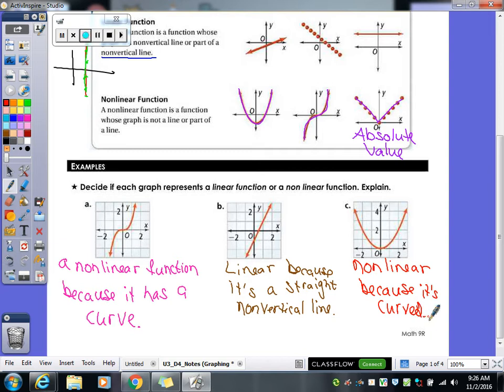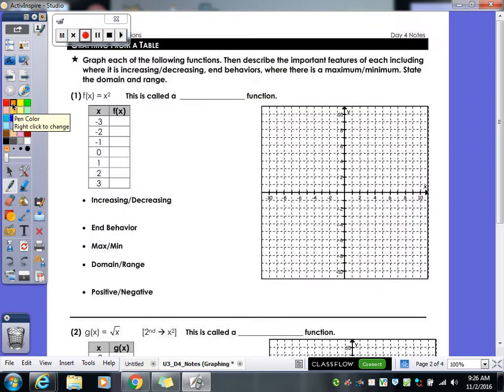So the majority of our functions that we're going to be doing are actually nonlinear functions. So we're going to get used to those curves. Since they're nonlinear, we don't use rulers when we draw pictures of them. So what we're going to do is we're going to go through all the different kinds of functions that we need to know this year in Algebra 1. And then we're going to go through and practice our increasing, decreasing, and behaviors. We're going to be practicing all those skills again today. So this first function, f of x equals x squared, this is called a quadratic function.